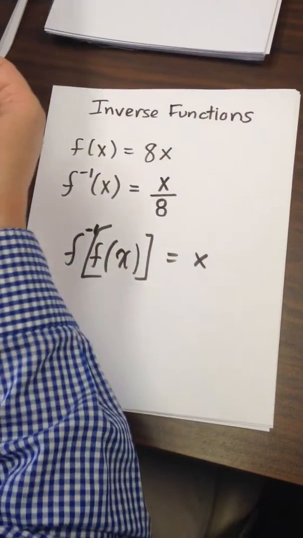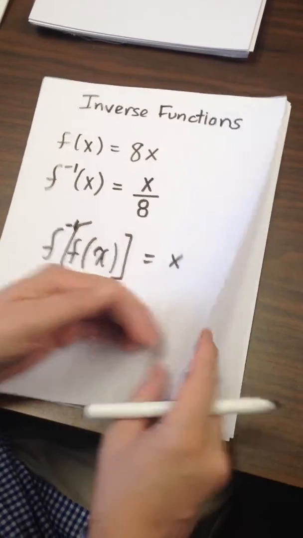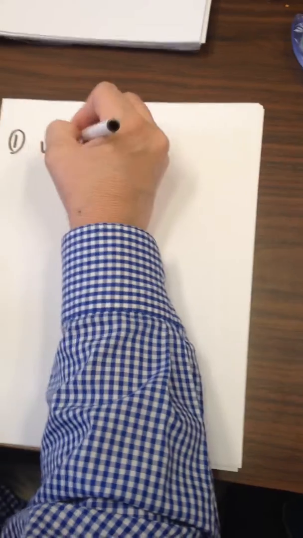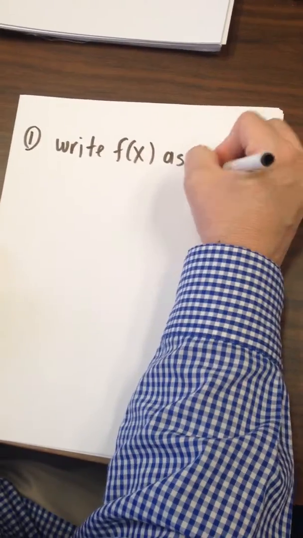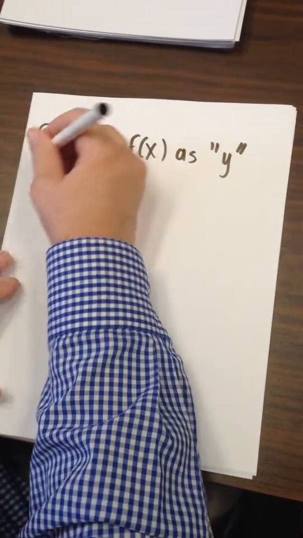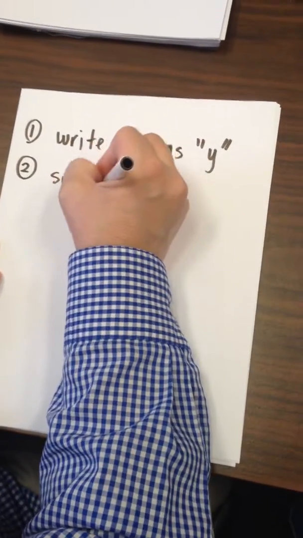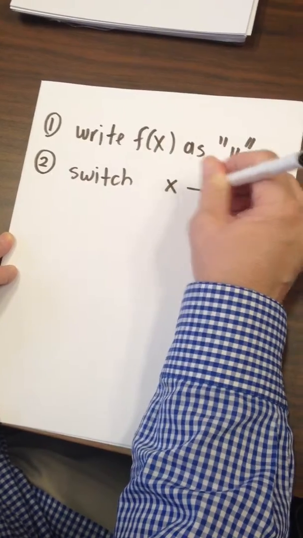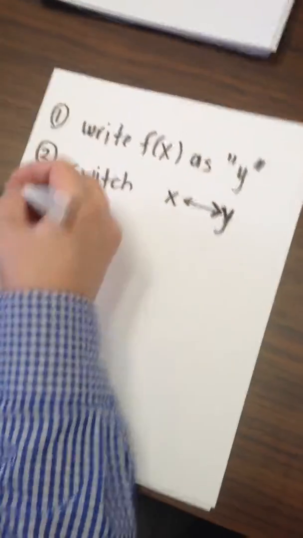All right. So I'd like to give you the steps for calculating or figuring out the inverse function. Let me write them down first and then we'll talk our way through. The first thing you want to do is write f of x as a y. So if there's an f of x, change it to a y. Second, you want to switch your x's and your y's. This is going to help us to get the backward function, the reverse, the inverse. So we're going to switch any x to y and any y to x.